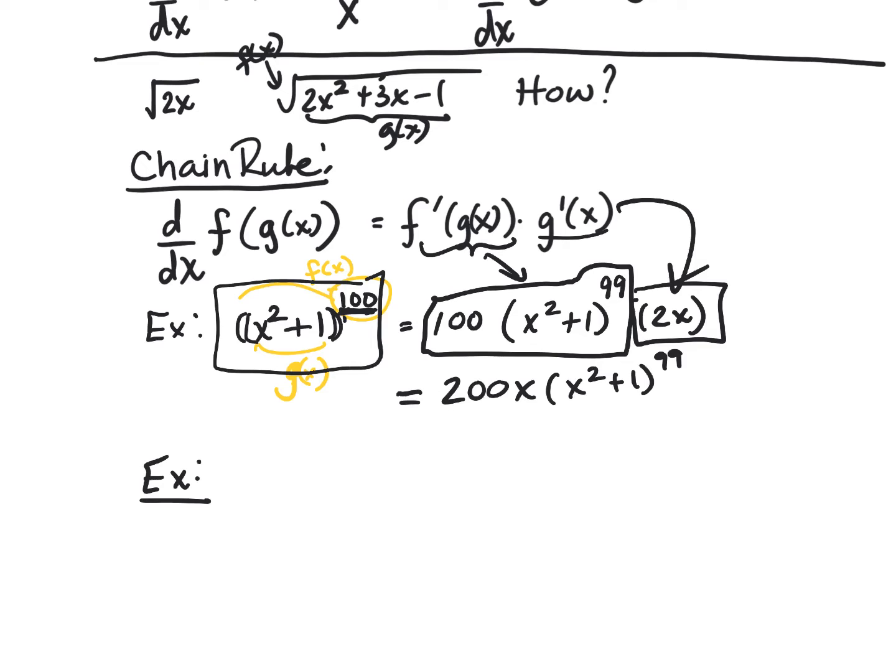This works the same way for things like this. Let's look at this one. f of x is equal to e to the 2x, and I want to find f prime of x.